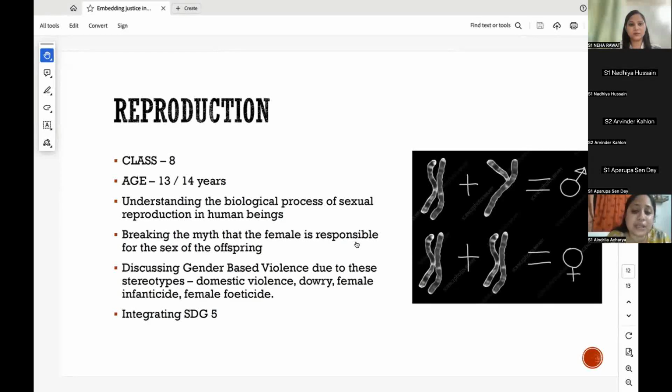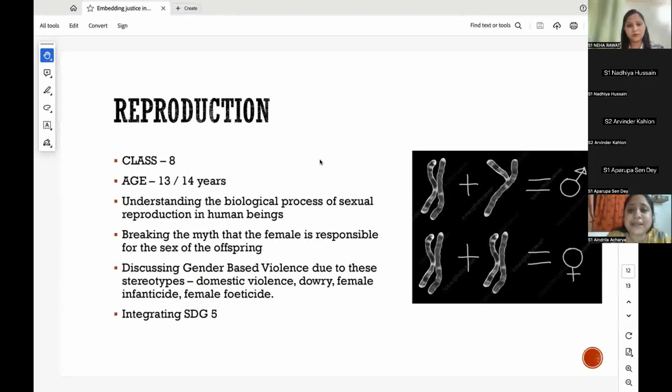So when we are dealing with this topic in the classroom, we can also talk about the reasons why married women, in most of the cases, are subjected to gender based violence, like a woman who cannot give birth to a boy child is looked down upon or is being tortured. So these myths need to be broken, that female is not responsible for the sex of the offspring.